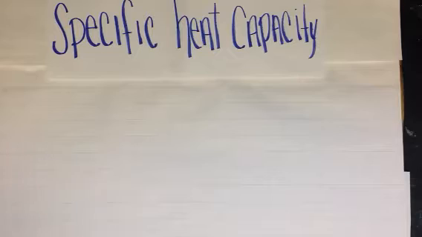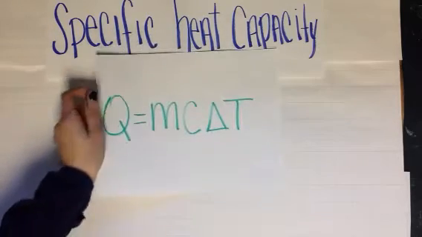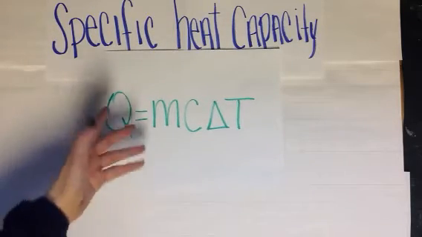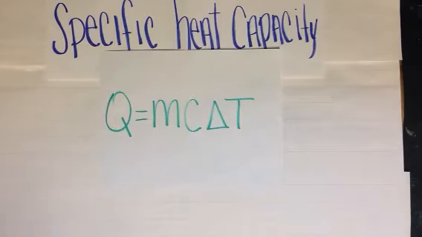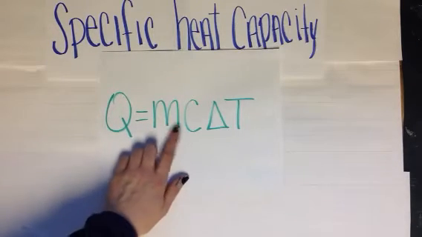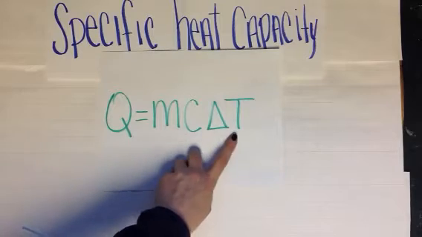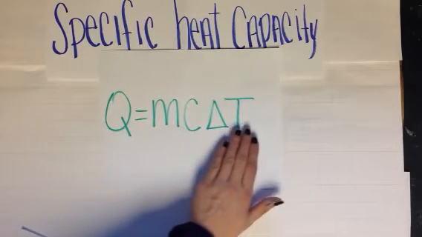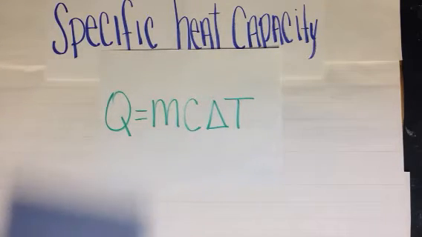Where will we use specific heat capacity? Here's the equation that we're going to be using, called the energy equation. If you notice here, I've got Q equals MC triangle T. We call this the MCAT equation, and again, it represents the energy equation.